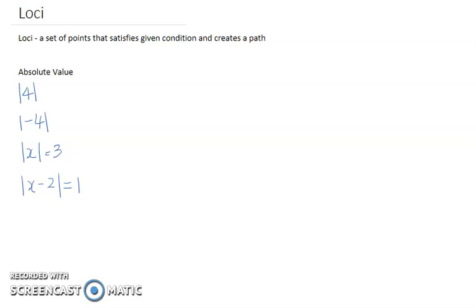So loci's definition is a set of points that satisfies a given condition and creates a path. Before we go into loci, let's just cover some basic stuff.